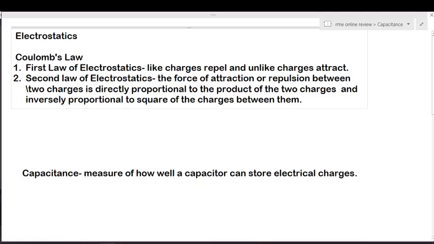Okay, so welcome back to another discussion, our RME online review. At this moment, we will be tackling electrostatics.